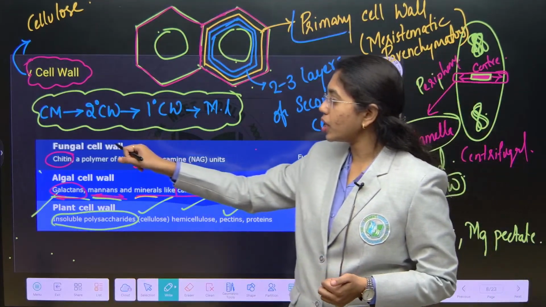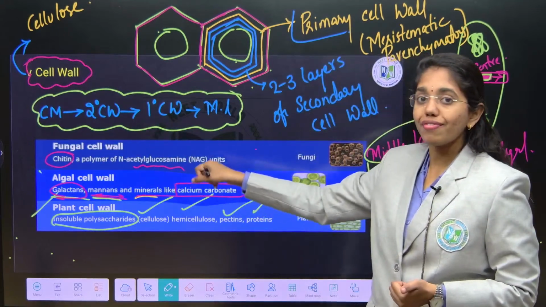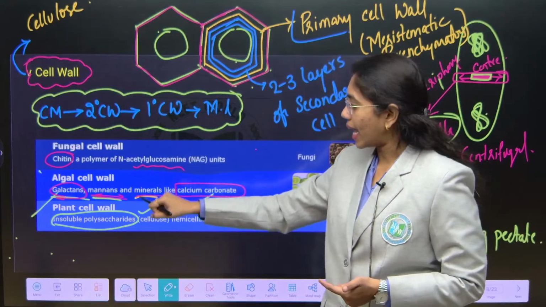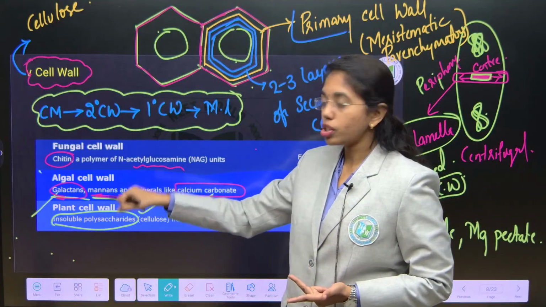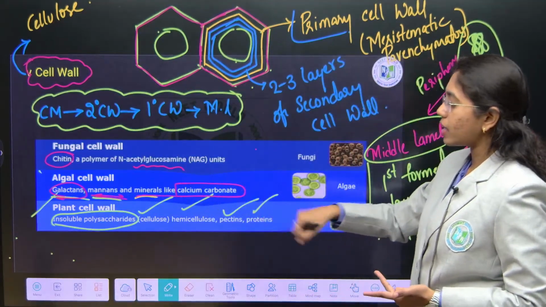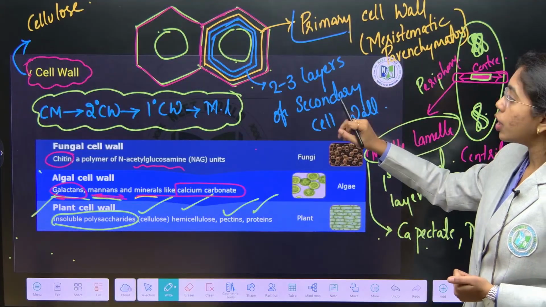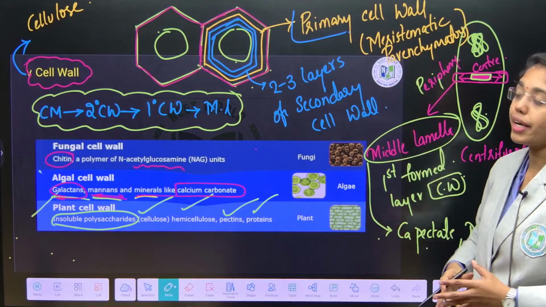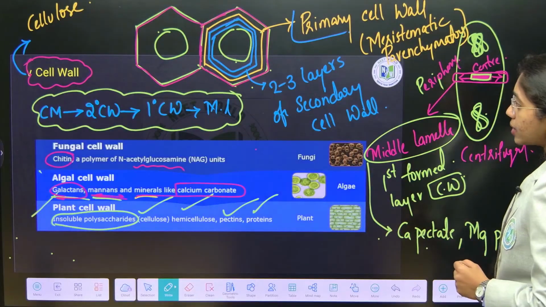Fungal cell wall composition is chitin, which is a polymer of N-acetyl glucosamine. Next, the algal cell wall is composed of galactans, mannans and calcium carbonate. Next, the plant cell wall consists of insoluble polysaccharides like cellulose, hemicellulose and pectin. And these are the wall layers from the cell membrane to the middle lamella, and from the middle lamella to the center. Till here it is clear, right? Cell wall is clear, right?